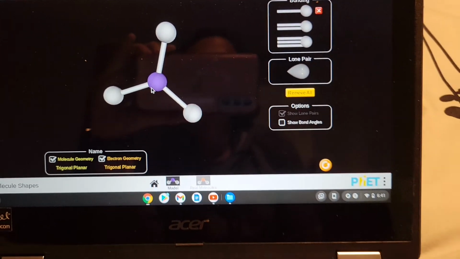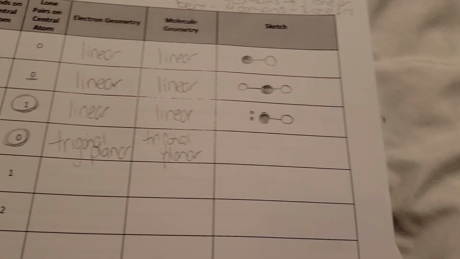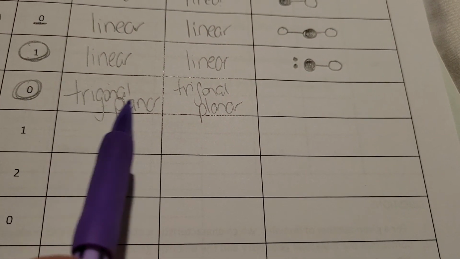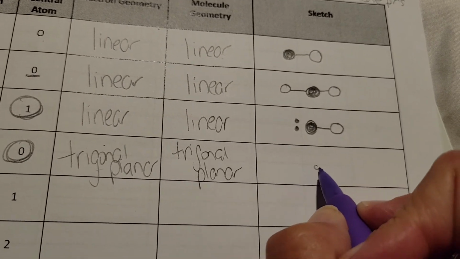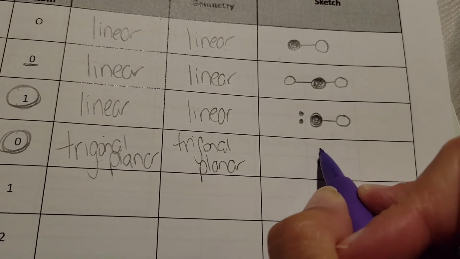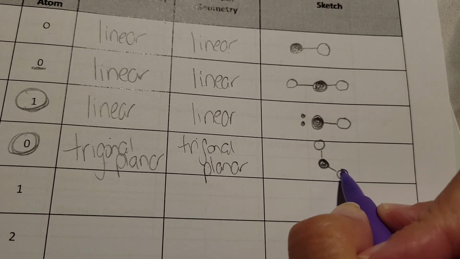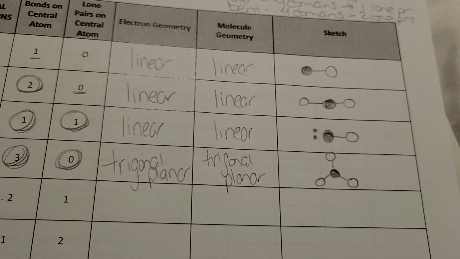Okay, so then I'm going to go ahead and draw it. So I have trigonal planar, trigonal planar. I have my central atom, and I have 1 here, 1 here, and 1 here.